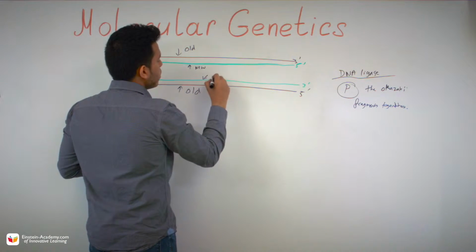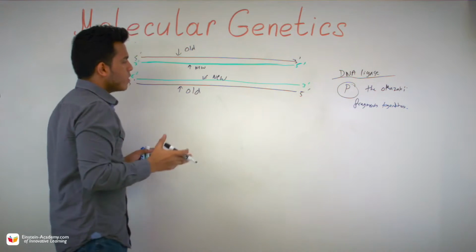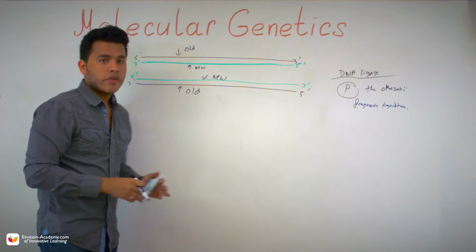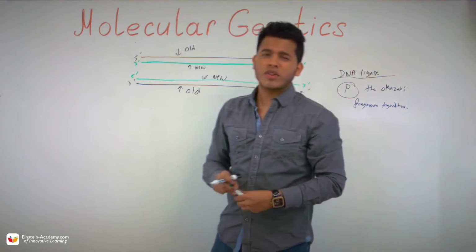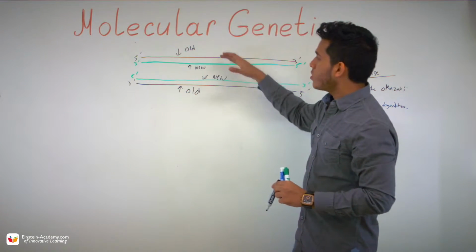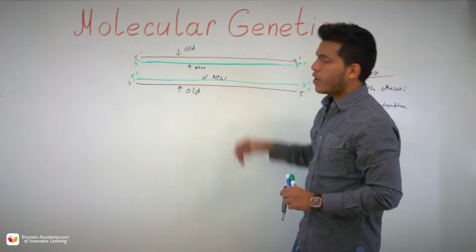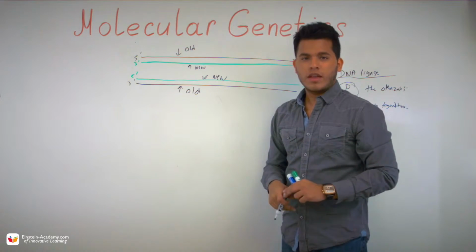This is exactly what the semi-conservative model is. DNA replicates in a semi-conservative fashion. Old strand, new strand, old strand, new strand. Old and new. Very easy.